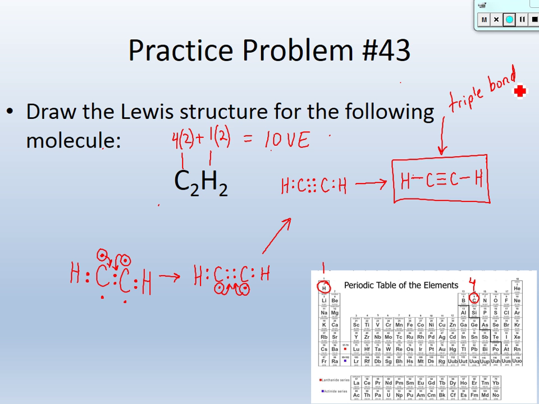That is the Lewis structure. Let's make sure, though, to account for all these 10 valence electrons. So each line counts for 2. So 2, 4, 6, 8, 10. And so I've accounted for all 10 valence electrons, and each atom in this molecule is obeying the octet rule. So, all right, good job.